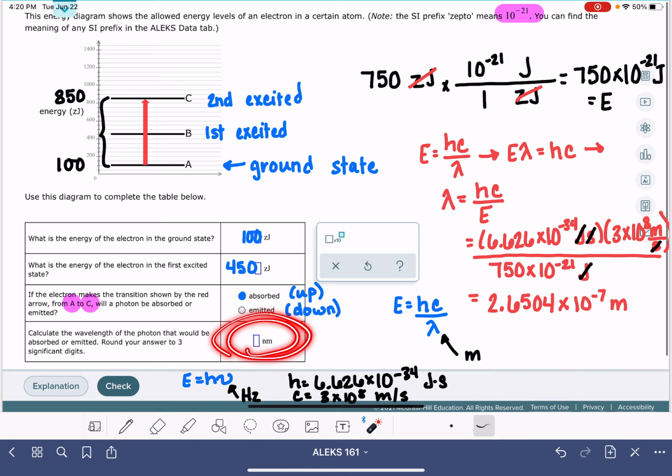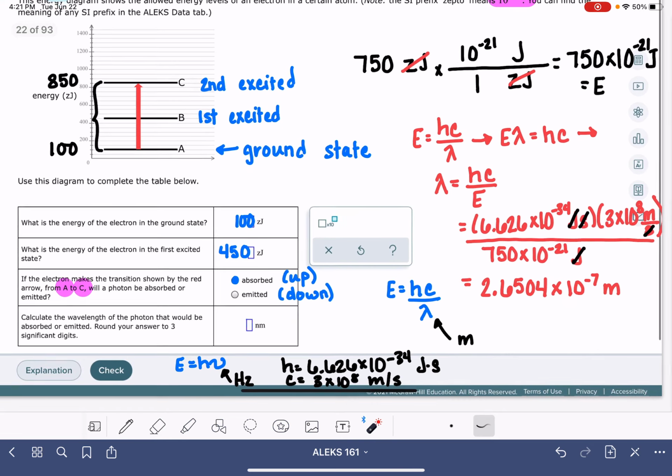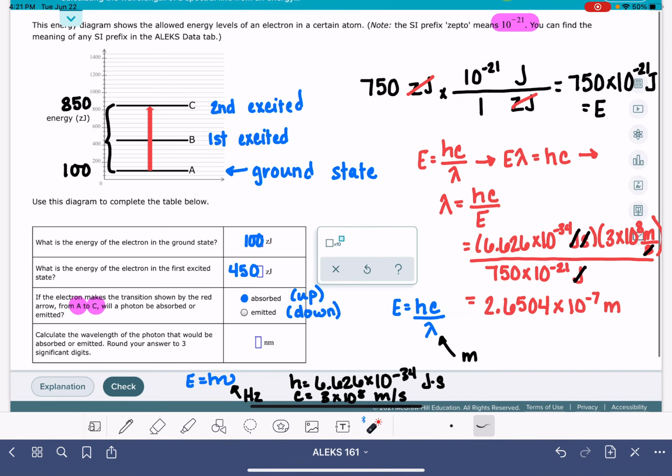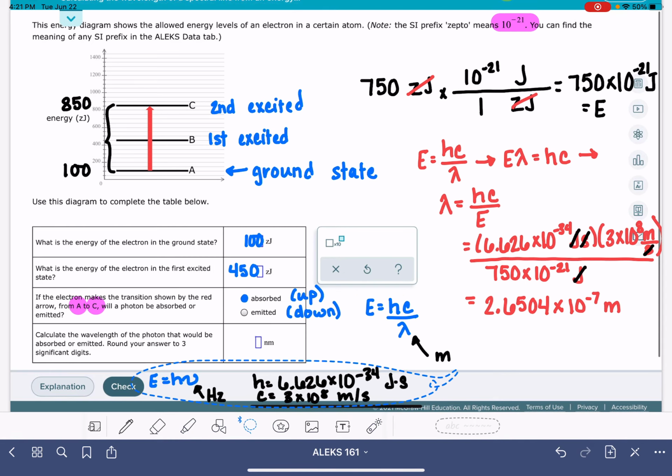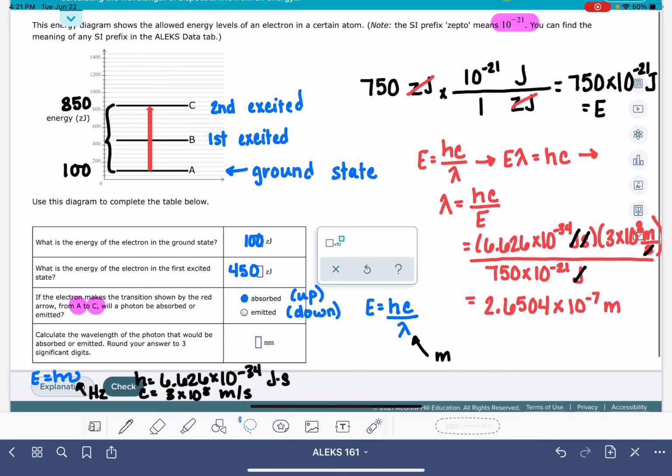Now be careful, because look at this, ALEKS wants us to enter it in nanometers. It might not say nanometers every single time. Mine says nanometers, but yours might say something different. So if that's the case, then we're going to have to do one more unit conversion here. I'm starting to run out of room, so I'm going to scoot all of this stuff over to make some room for my unit conversion.